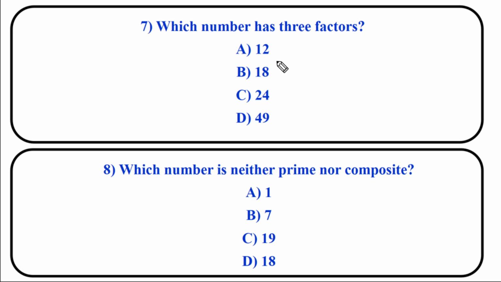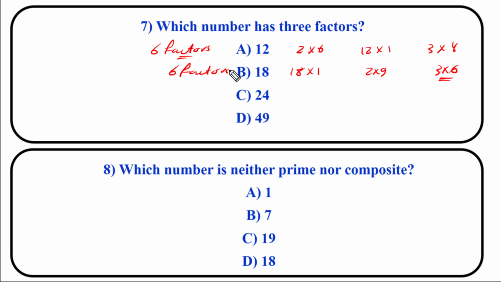So you have to determine here how many factors of each number. 12, guys, 12 is 2 times 6 and 12 times 1, 3 times 4. Now 12 has 6 factors, so it's not correct. 18 is 18 times 1 and 2 times 9, 3 times 6. Now how many factors of 18? 6 factors. 24, guys, 24 is 4 times 6 and 24 times 1, 3 times 8, 2 times 12. Now how many factors we have? We have here 8 factors.